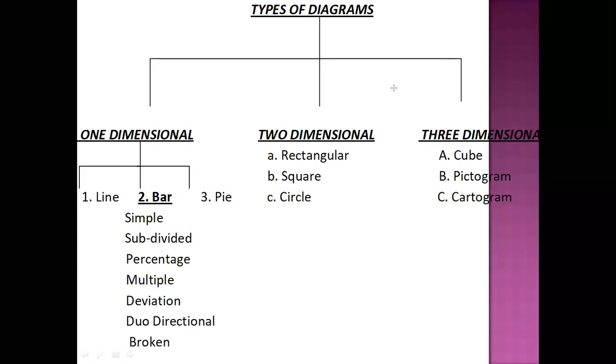The objective of presenting data in three dimensions is to highlight the magnitude of the data through volumes of the corresponding diagrams. Diagrams in the shape of cubes, spheres, cylinders, blocks are commonly used, but we will learn about only these three, that is cube, pictogram and cartogram. About these three we will learn. Okay.